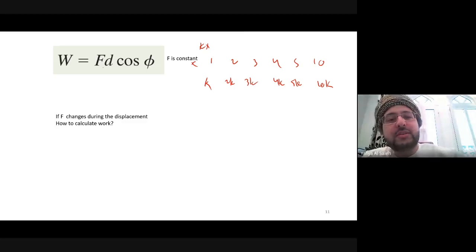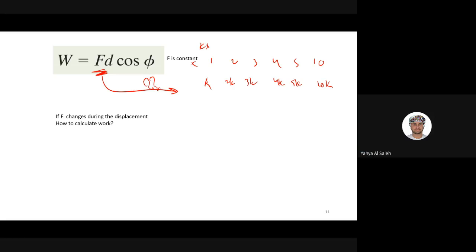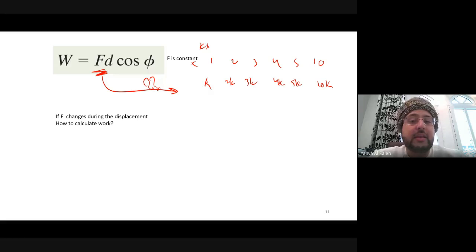So if I want to substitute F here, which one of these do I substitute? k, 2k, 3k, 4k, 5k, 10k? What about 1.5k? What about 1.222k? What about 1.3279k, between 1 and 2? You have an infinite number of different forces, so you cannot just plug in one force. The only way to do it is to consider every single possible force, and mathematically speaking, the equivalent of that is integrating over the entire thing.